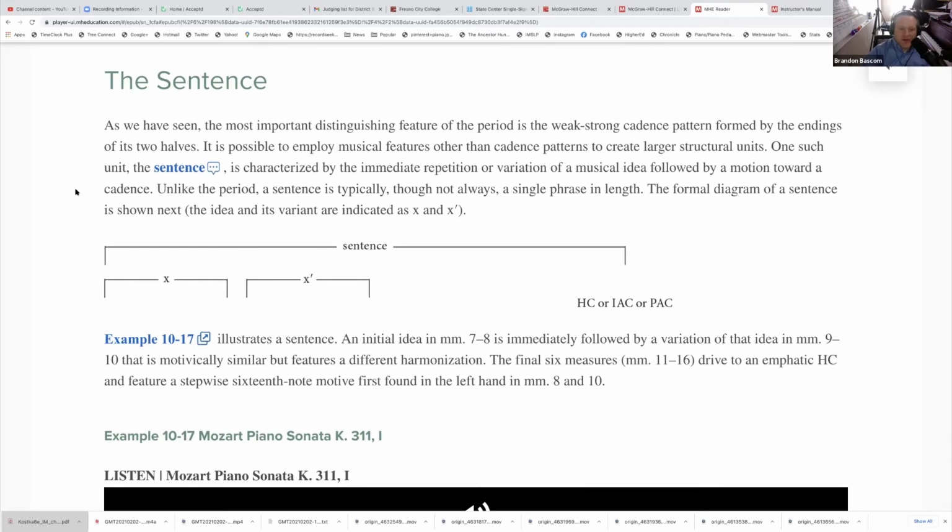Because, unlike the period, a sentence is typically, though not always, a single phrase in length. So they're saying this whole enchilada is a single phrase made up of two ideas. Well, an idea and its variant. It's not a phrase because it's not cadential. And you can have multiple variants of the idea in a sentence, and the cadence comes at the end. Yeah.